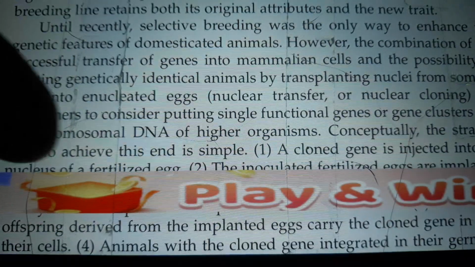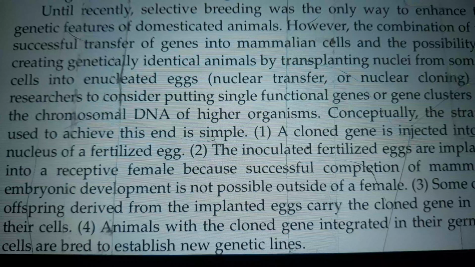Until recently, selective breeding was the only way to enhance the genetic features of domesticated animals. However, the combination of the successful transfer of genes in mammalian cells and the possibility of creating genetically identical animals by transplanting nuclei from somatic cells into nucleated eggs, nuclear transfer, nuclear cloning, led researchers to consider putting single functional genes or gene clusters into the chromosomal DNA of higher organisms.